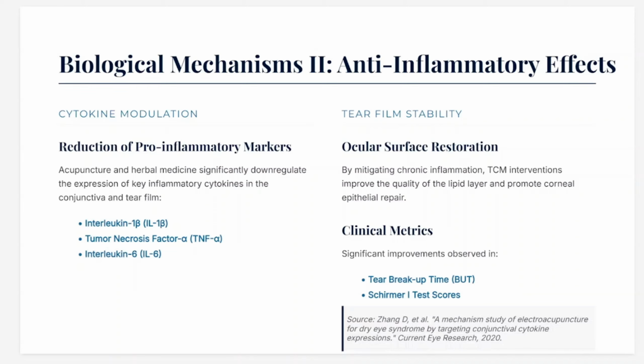Clinically, these effects translate into measurable improvements, including longer tear breakup time and improved Schirmer test scores. These findings support the anti-inflammatory mechanism of acupuncture in dry eye disease.